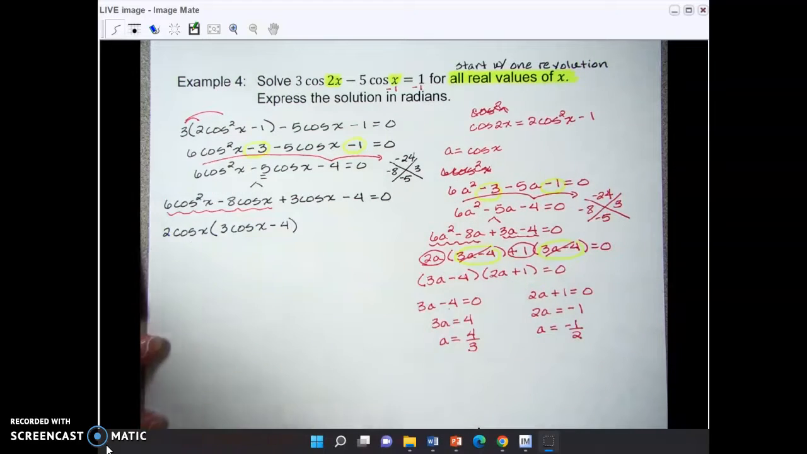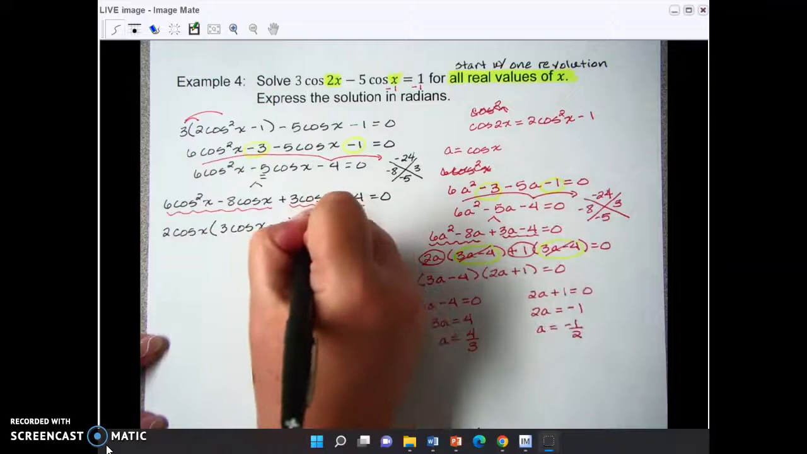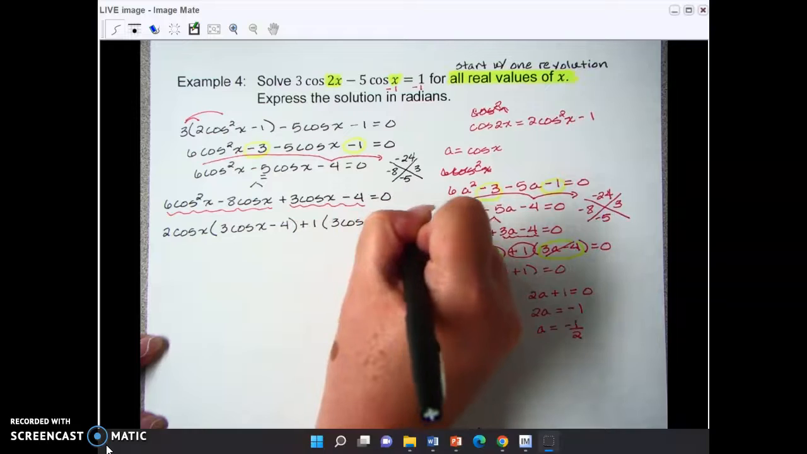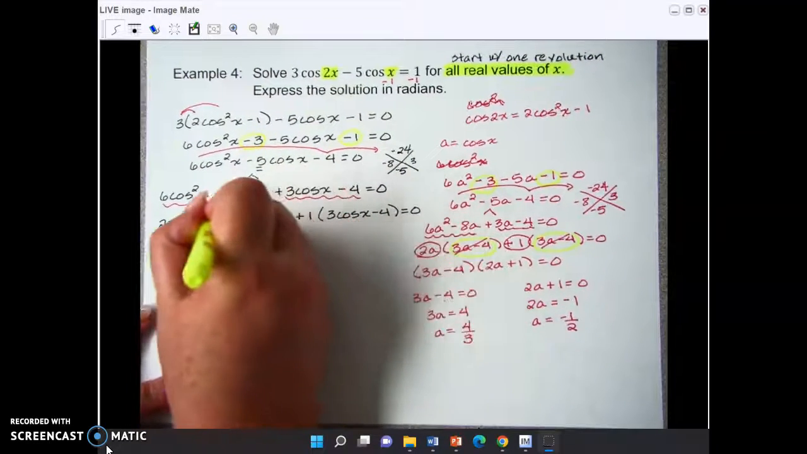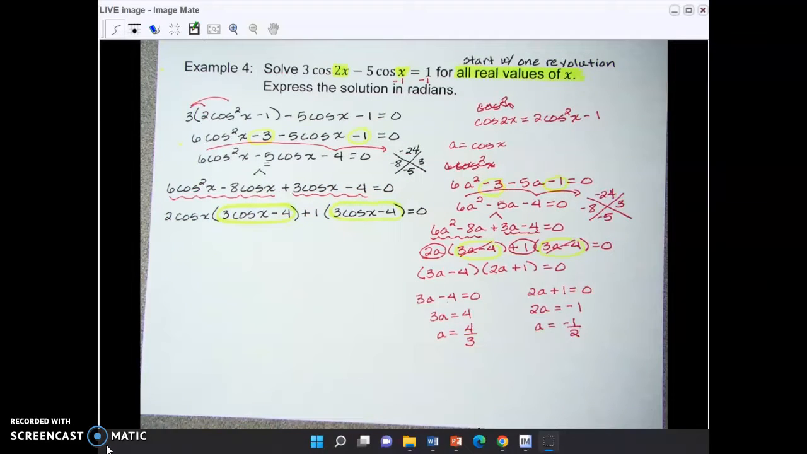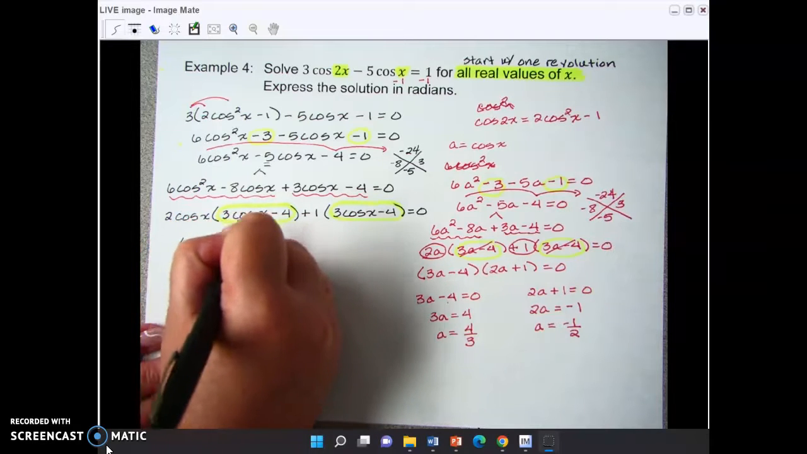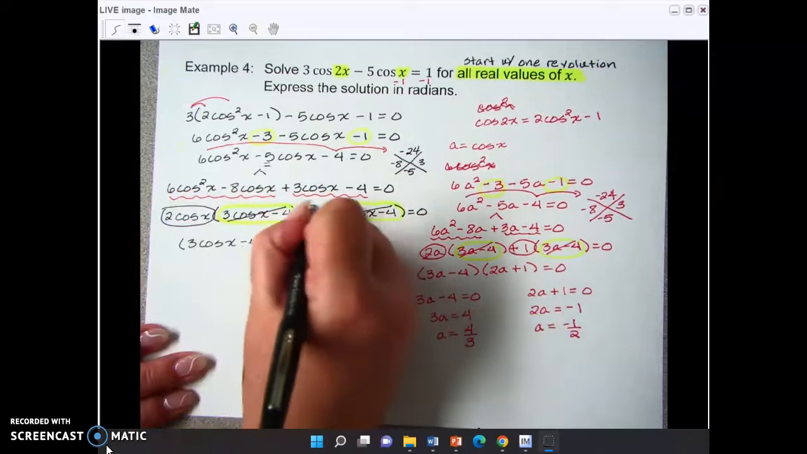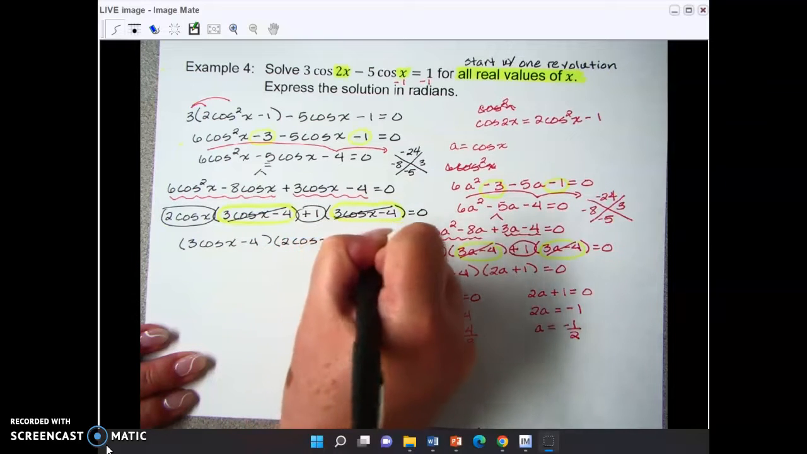Coming over here, these two don't have anything in common, and the value in front of the 3 is positive. So we're just going to factor out a +1, and that leaves us with 3 cosine of x -4. And that's good news because what's inside the parentheses does match. Okay, so when it matches, we can factor it out. And when we do that, these are going to divide out and leave me with 2 cosine of x plus 1. And all of that is equal to 0.